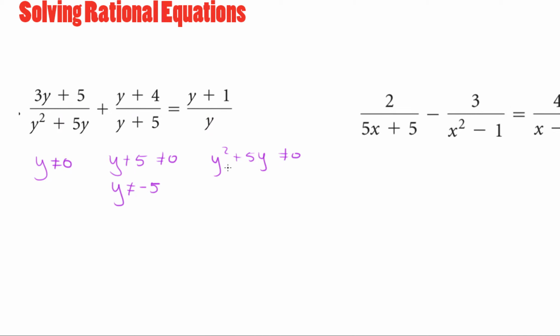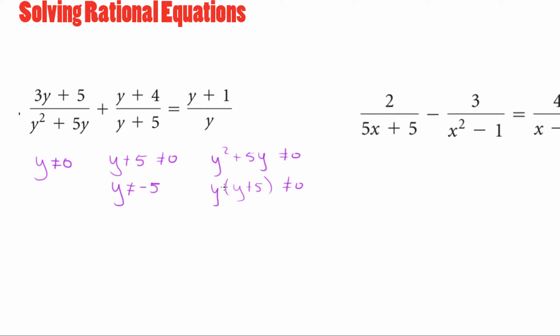Here, though, notice that you have a quadratic. You can factor y, and you have y times y plus 5. If they can't be equal to 0, that means that separately they're not going to equal 0. But we already have that. y is not equal to 0, and y plus 5 is not equal to 0. So this one is redundant. Now, these are the values that are not allowed. Let's find a solution for the equation.